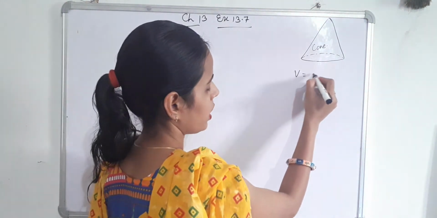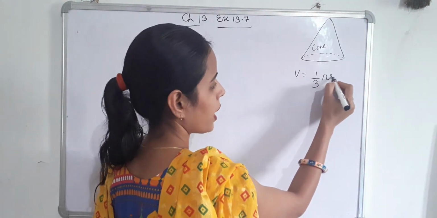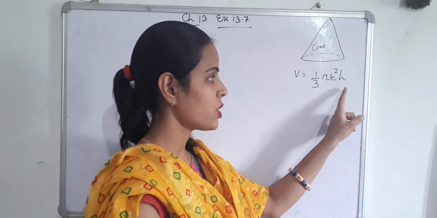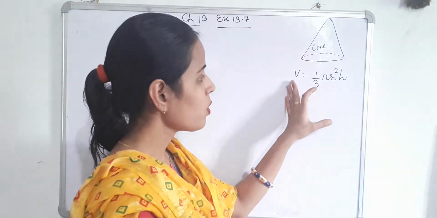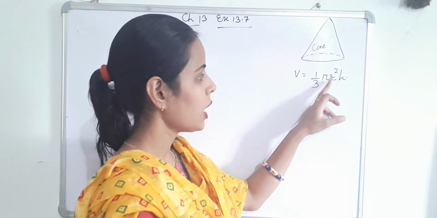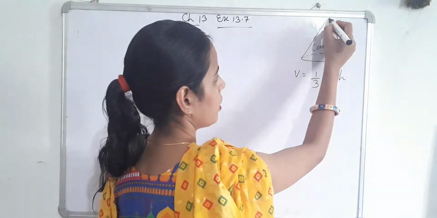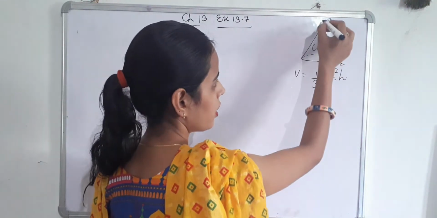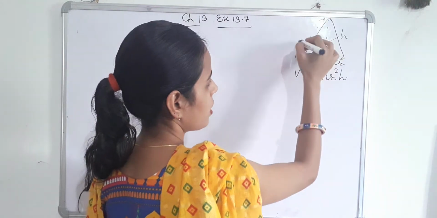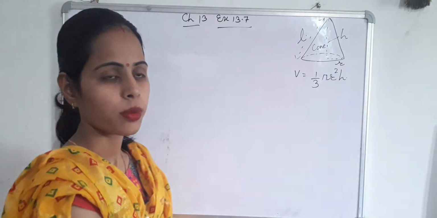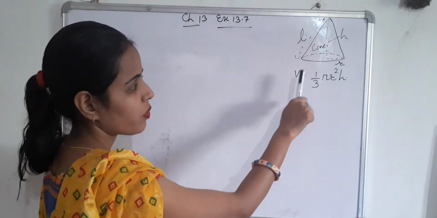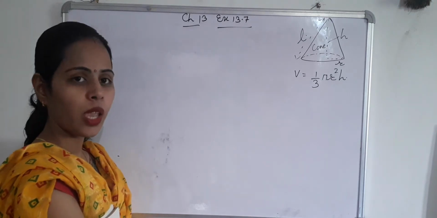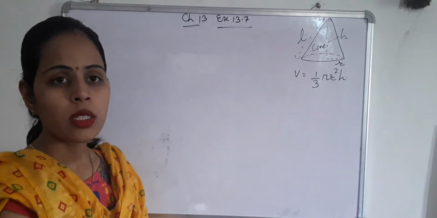Volume of a cone equals 1 upon 3 pi r square h. R is used for radius, h is used for height. This is the height of the cone, radius r, and this is the l, slant height of the cone. In finding the volume, we have to use radius and height: 1 upon 3 pi r square h. Now we are going towards questions.